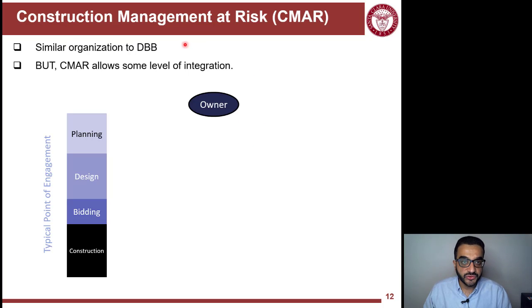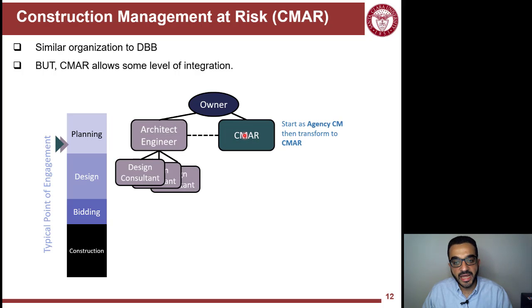The next delivery system here is CMAR, Construction Management at Risk. It's similar in some way to design-bid-build, but CMAR allows some level of integration. So let's see how this happens. Everything starts with the owner. The owner starts planning the project, defining the requirements for it, and then almost at the same time they hire two entities here. The GC, but now the GC is called CM at Risk, Construction Management Company at Risk, and then they hire the architect.